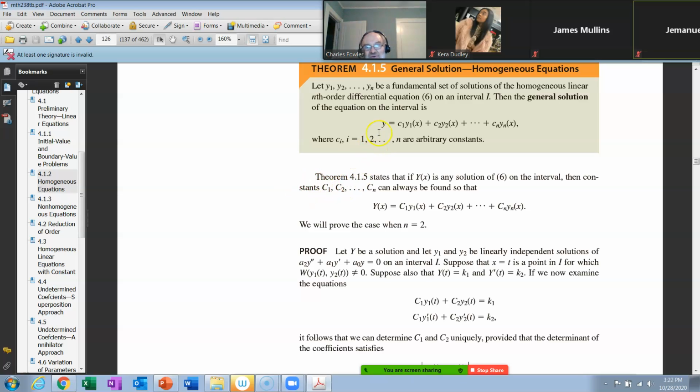This theorem right here states that if Y of x, now why they threw in a capital Y of x, is a solution of the homogeneous linear nth order differential equation on that interval, then the constants C1, C2, and C3 can always be found so that Y of x is some linear combination of all those solutions. Now they go through a little proof for 2x2s.